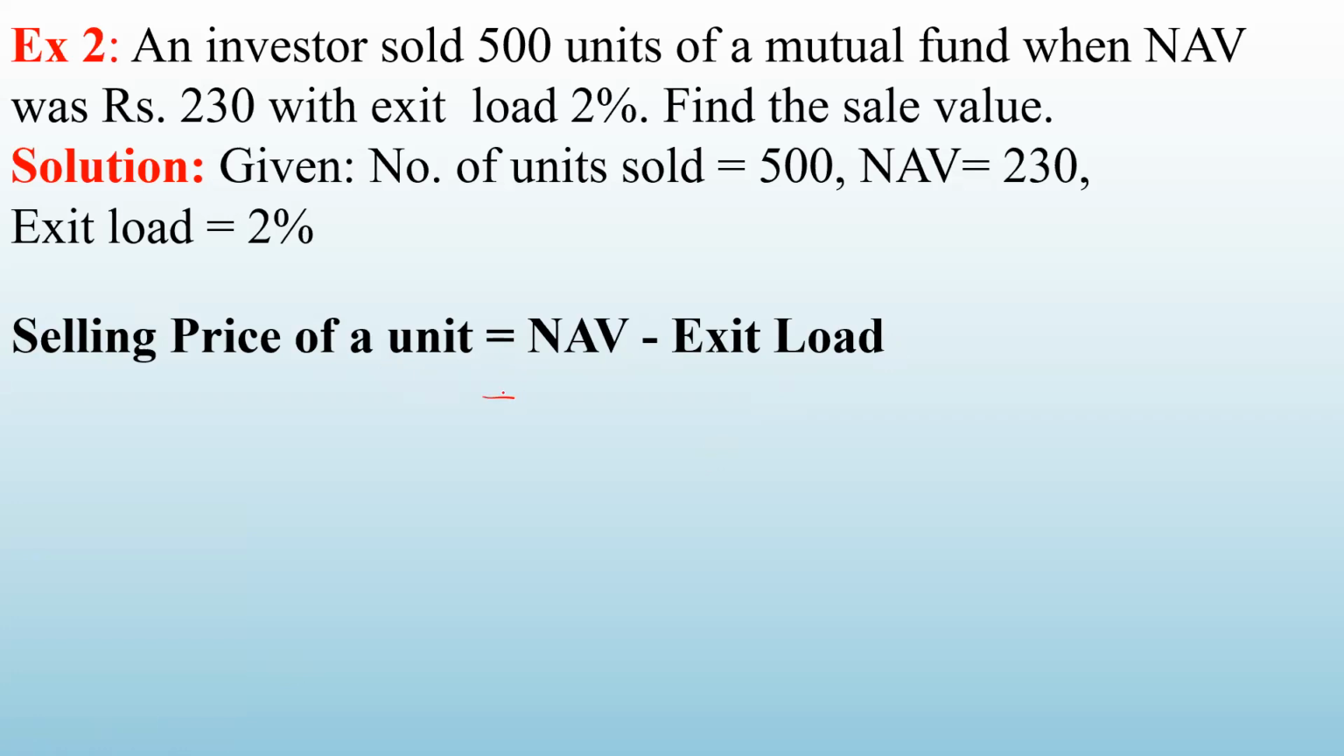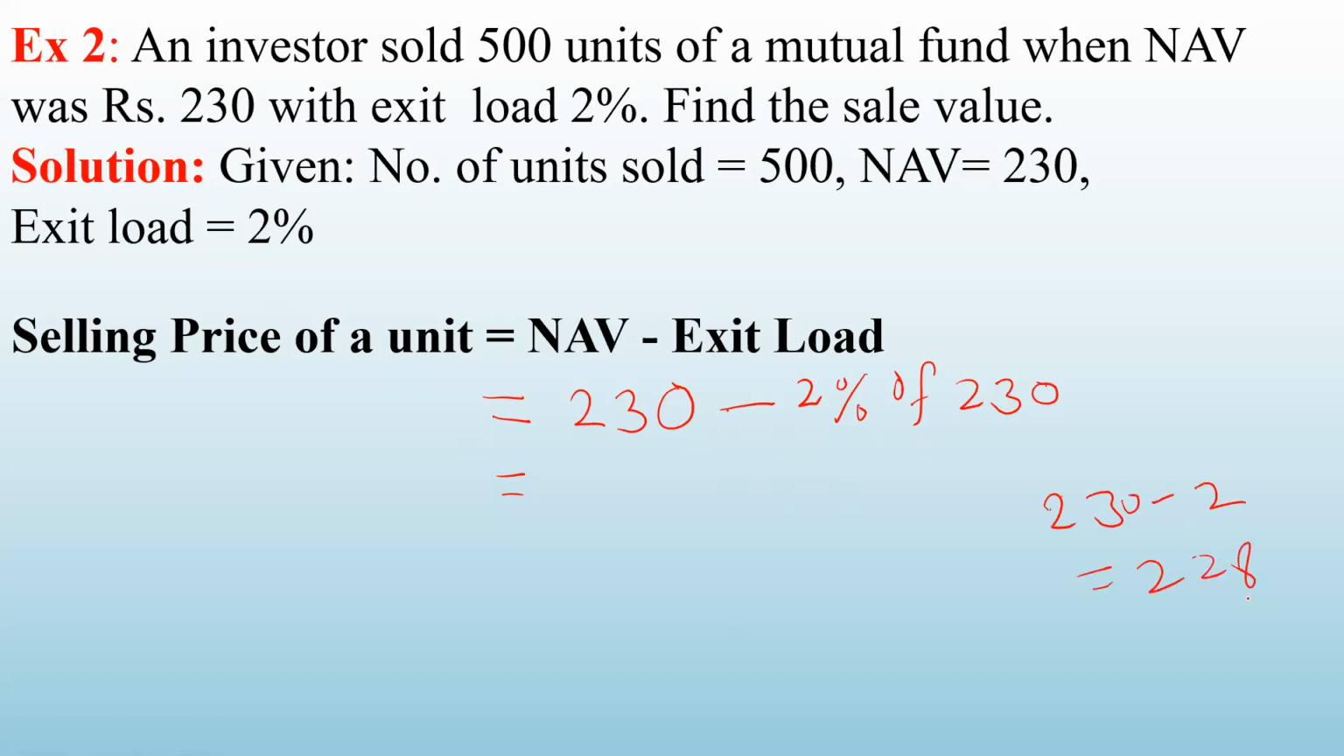So what is NAV? NAV is 230 minus exit load, which is 2%. As you know, 2% of what? It is 2% of NAV, that is 230. Always remember, every time I'm telling you, exit load and entry load are always calculated as a percentage of NAV. So don't just write 2. If you write 230 minus 2, you will get 228, which will be a wrong answer. It is not just 2, it is 2% of 230.